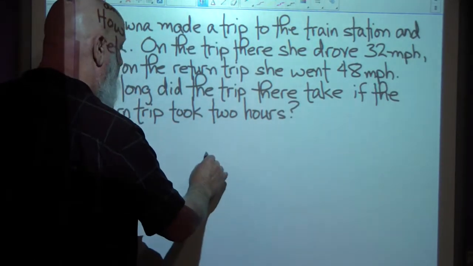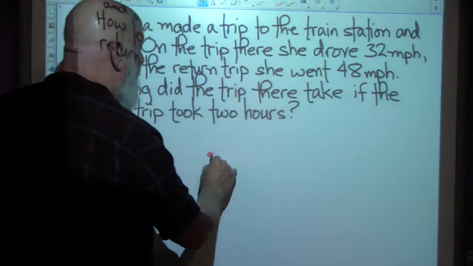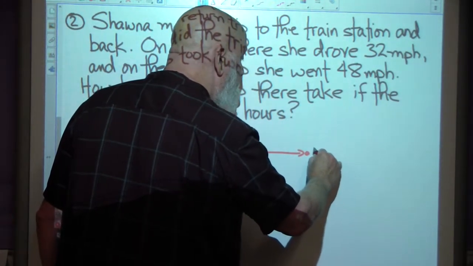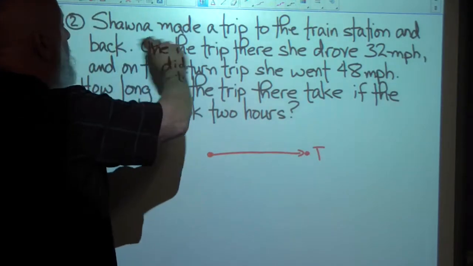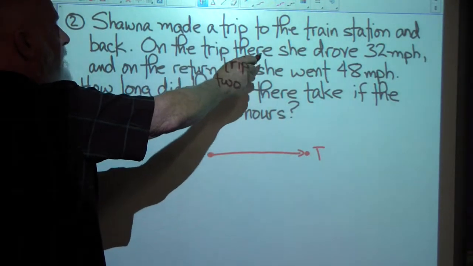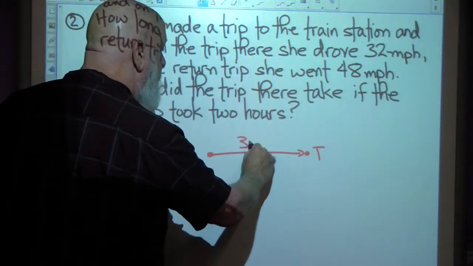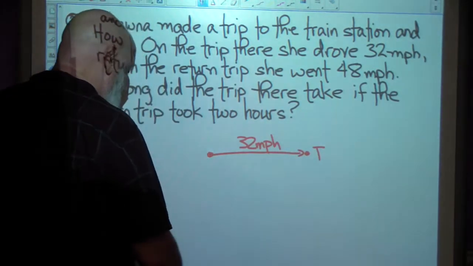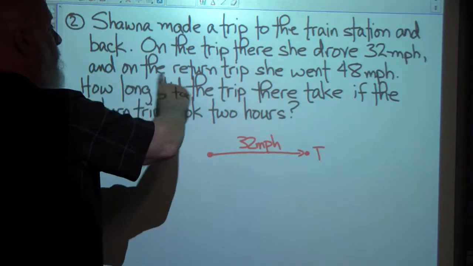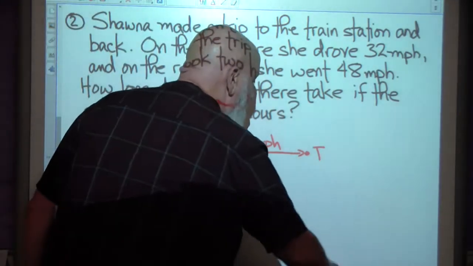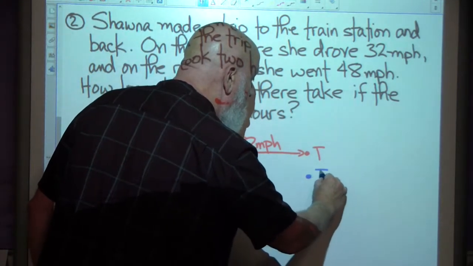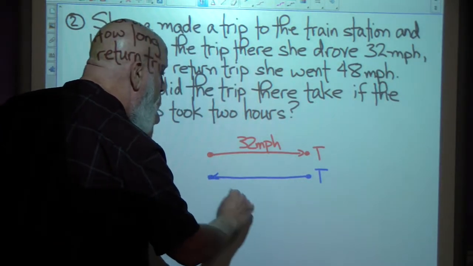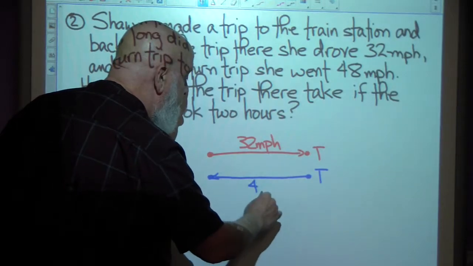Okay, so here's what we're dealing with. Here's Shauna. She's going to the train station. We'll call this T for train. And on the trip there, she drove 32 miles an hour. Then she drove back. On the return trip, she drove 48 miles an hour. So here we are. She's at trip back. She's driving 48 miles an hour. The distance is the same.